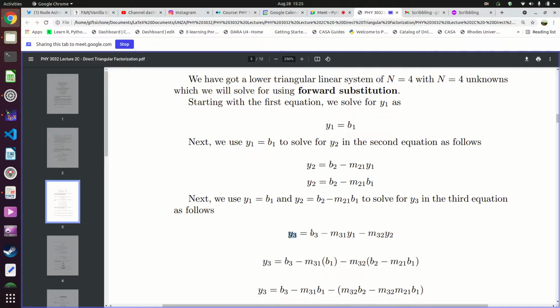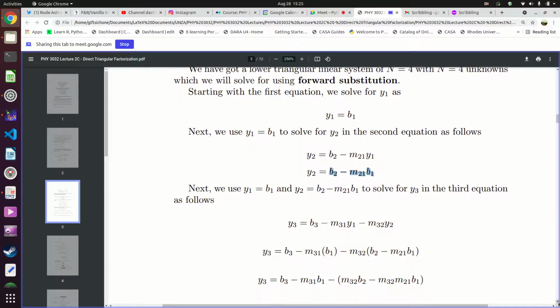y3 is equals to b3 minus m31 y1 minus m32 y2. You already have your value for y1. Your value for y1 is this one, b1. You also have your value for y2. Your value for y2 is this one, b2 minus m21 y1. In this particular case, we have to do it like this because we don't know what the specific values are, but you're simply trying to follow through the steps.